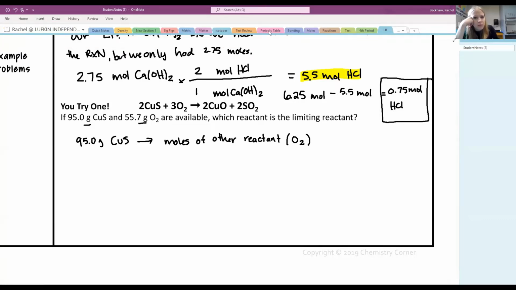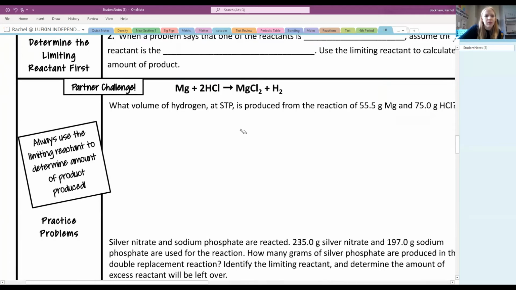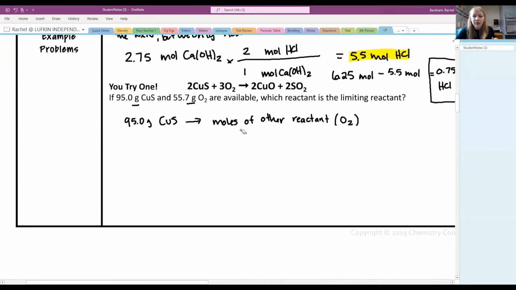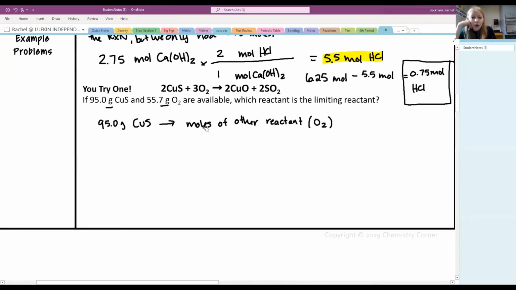Well, hold on. This is all that it's asking here. Yeah, it's just asking which one is the limiting reactant. So you could go all the way to grams if you wanted to, but you don't have to. So I'll show you guys both ways in a second if you prefer. So go ahead and pause the video and at least get to moles of the other reactant.